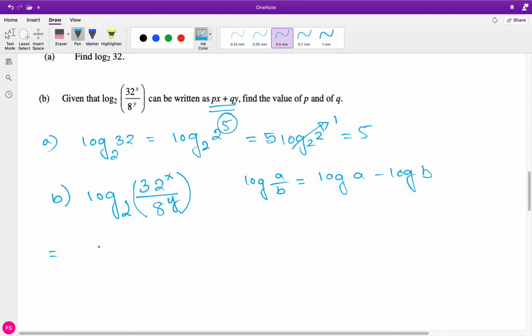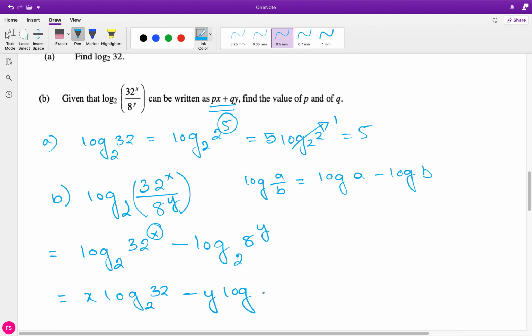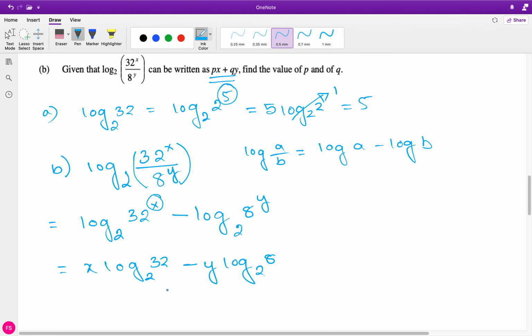Let's see how to do that. So this will give me log of 32 to the power of x, to a base of 2, minus log of 8 to the power of y, to a base of 2 as well. Let's move the x and y to the front first, and then we can evaluate these terms, because you can do this without a calculator. x goes to the front. I will have x log of 32 to a base of 2 minus y log of 8 to a base of 2. Now we can evaluate these terms.